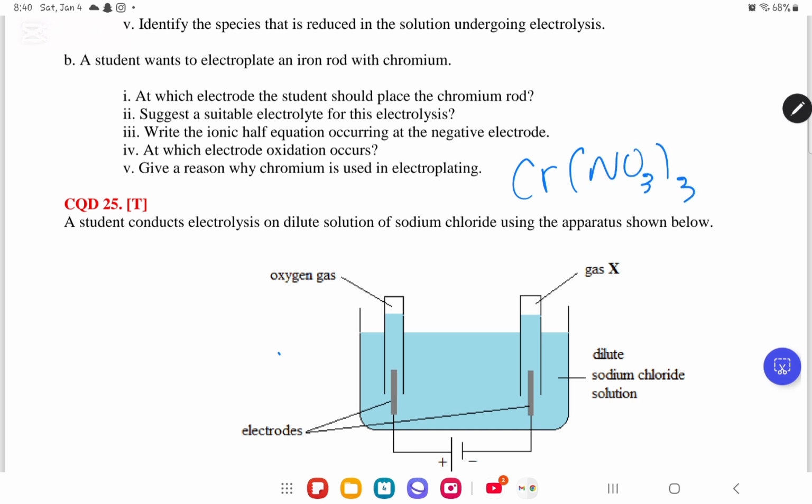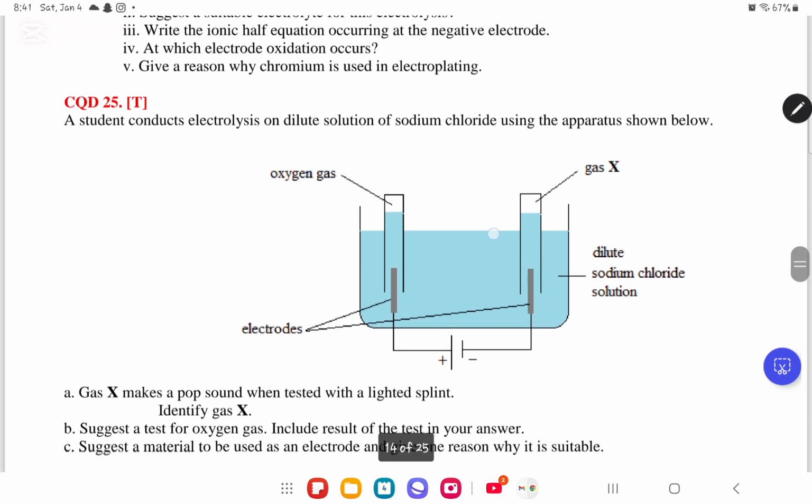Now we need to write the half equation. So this is the half equation. Now at which electrode does oxidation occur? We know that oxidation always occurs at the anode, whereas reduction occurs at the cathode. Now give a reason why chromium is used in electroplating. Two reasons: it's very good for decoration, and it also protects the iron from corrosion. And that's it for CQD24.